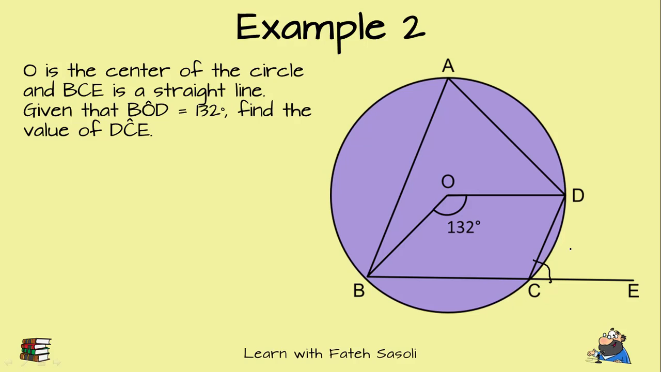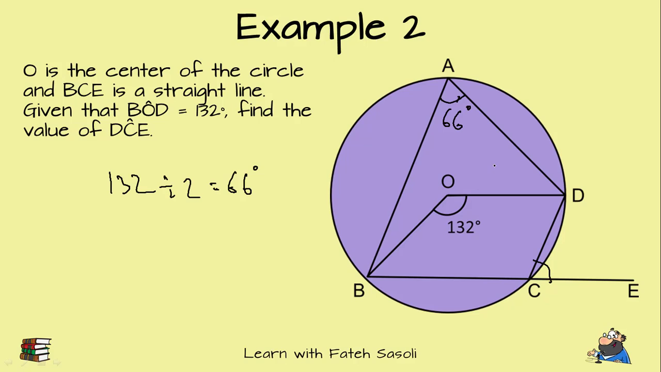We'll have to recall the first angle property of a circle, where the angle at the center of a circle is twice that of any angle at the circumference subtended by the same arc. Now we see that angle 132 here should be twice of this angle. So angle A is simple, 132 divided by 2, 66. So angle A over here was 66 degrees.